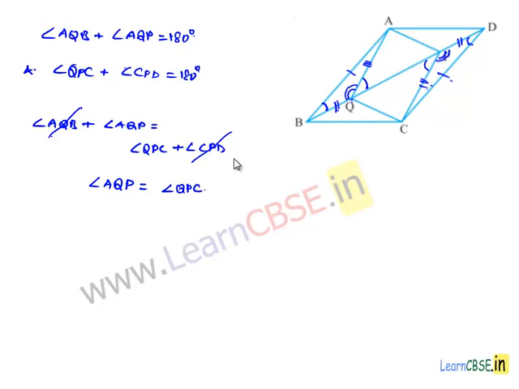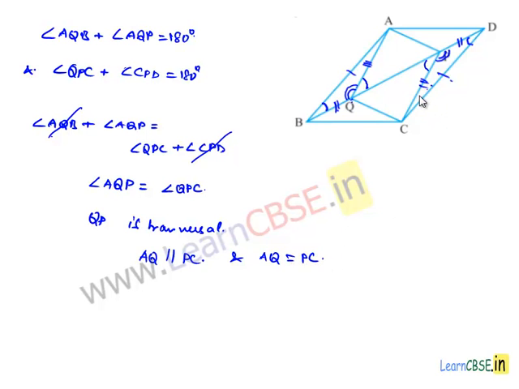Since angle AQP is equal to angle QPC, we can say the two angles on either side of transversal QP are equal. That means the alternate interior angles are equal, so AQ is parallel to PC, and also we know that AQ is equal to PC.